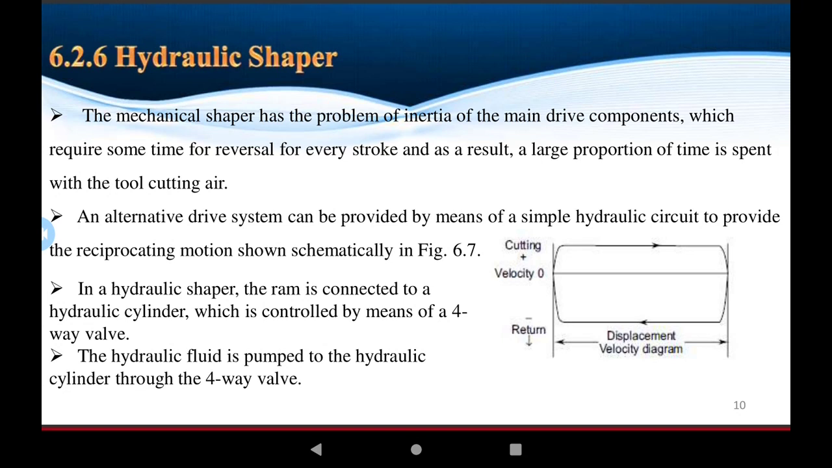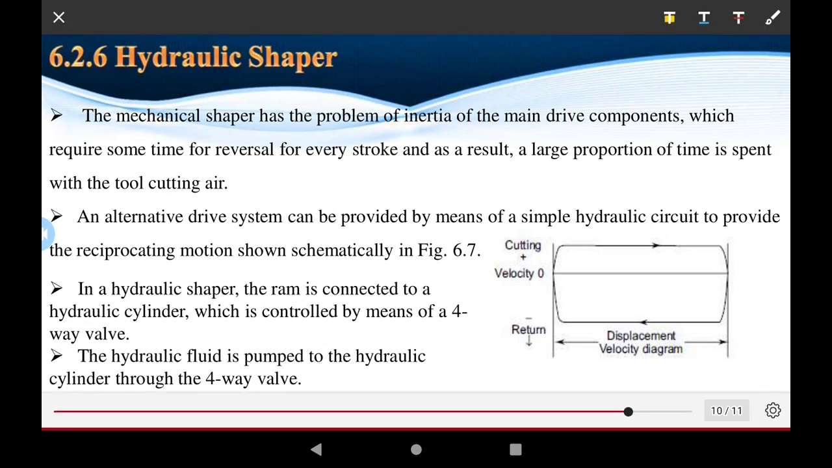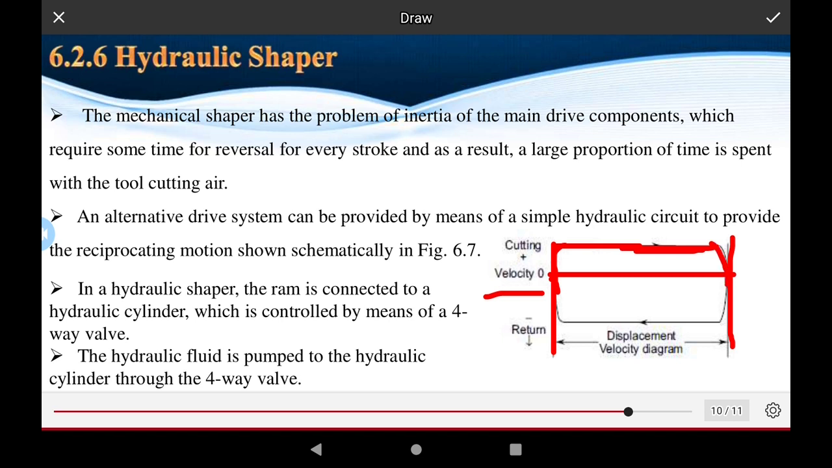Suppose this is the cyclic motion of the shaper machine, the tool's motion. Suppose this is a point, and this point is the center. At this point the velocity is zero, and the tool moves from the forward motion to the return motion. At this point the velocity of the tool is zero, and then the velocity increases.